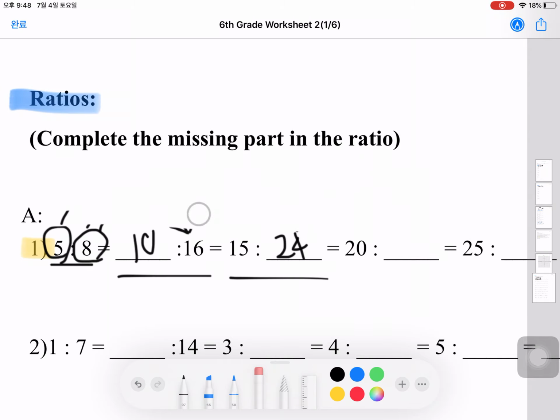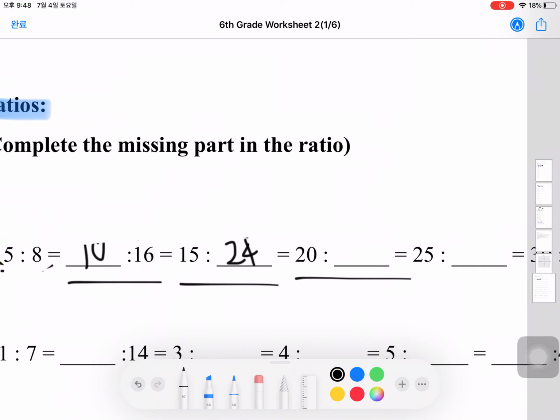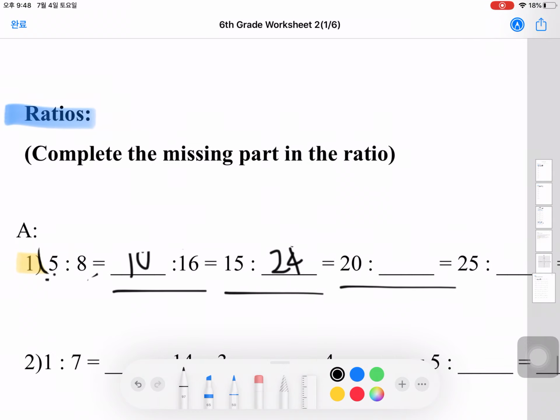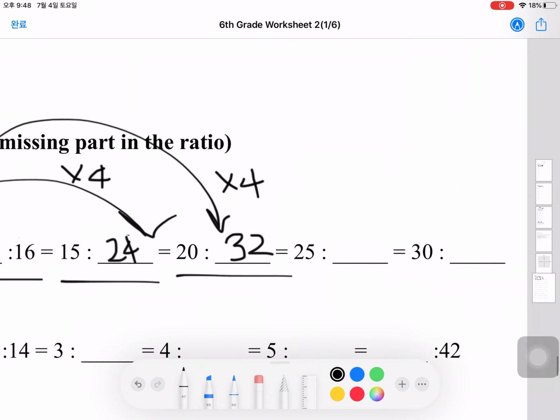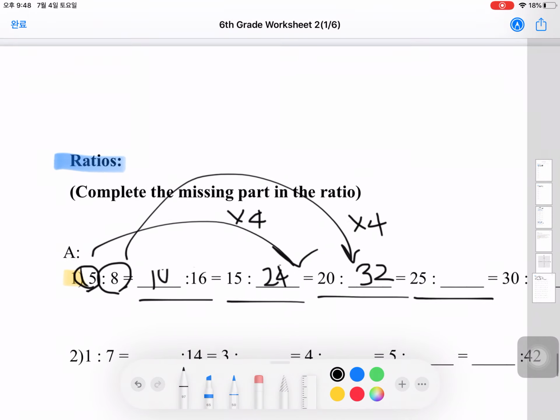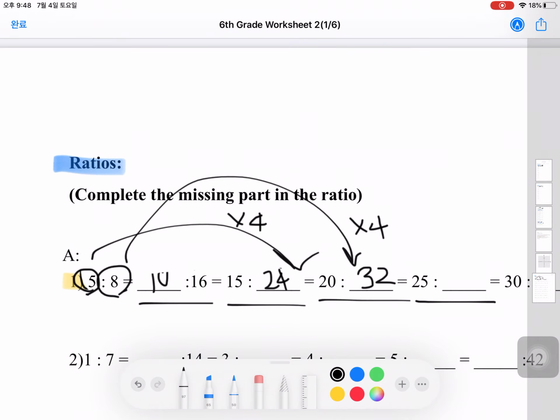Now, let's try the next ratios. 20 to something. Now we can see that in order to get 5 to 20, we multiplied by 4. So we have to do the same to the 8. Multiply by 4. 8 times 4 is 32. 2 more sections. 25 to something. So, in order for 5 to get to 25, we multiplied by 5. So we have to do the same to the 8. 8 times 5 is 40.